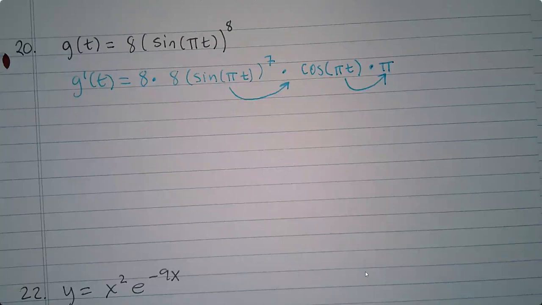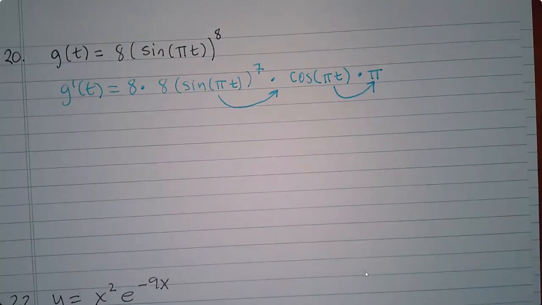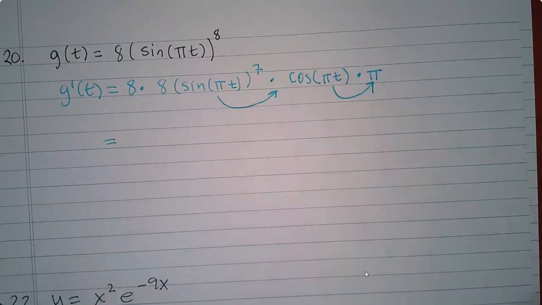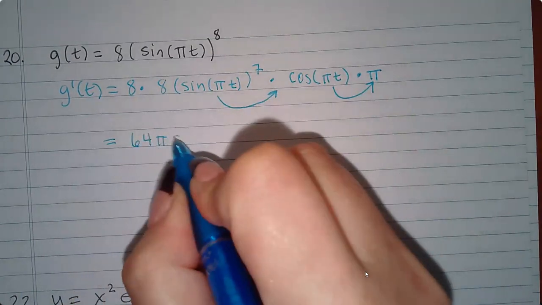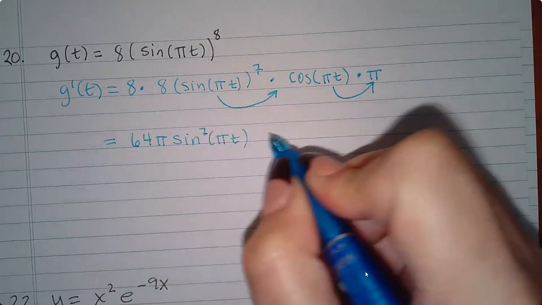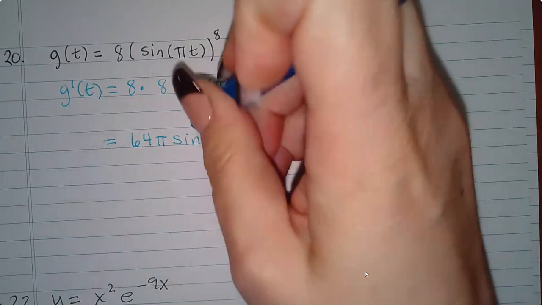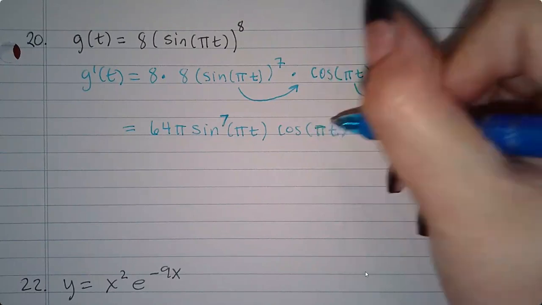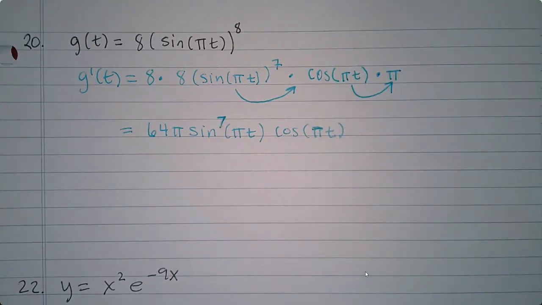So it had a double one. Not only was my base not just a t, but then my angle was not just a t, and so I had to do the chain rule twice. Okay, that was very, very tricky. It's usually the trig function that will have a double chain. You'll know if the angle is not t, and then if your base is not t, that's two. So if I simplify this, I'm basically just going to multiply all the little monomials together and the trig functions are just going to stay put. So it'll be 64 pi sine to the 7th power of pi t, times cosine pi t. This one was really weird because I had that double chain.